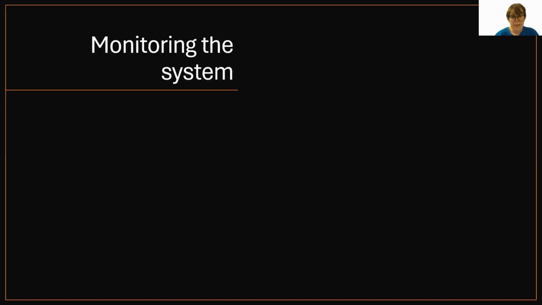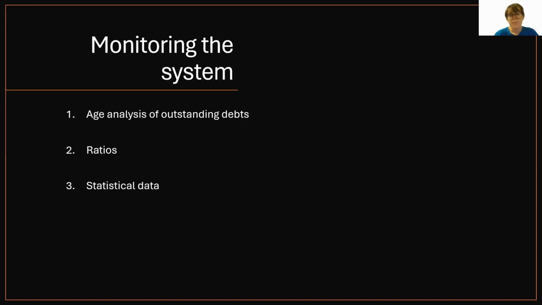How do we monitor this system then? Well, we can run an age analysis of any outstanding debts. We could use our ratios, and we could use statistical data. Some businesses will choose to use one of the three, whilst others may use a combination of all of them.